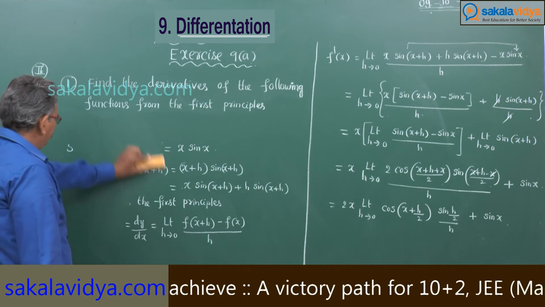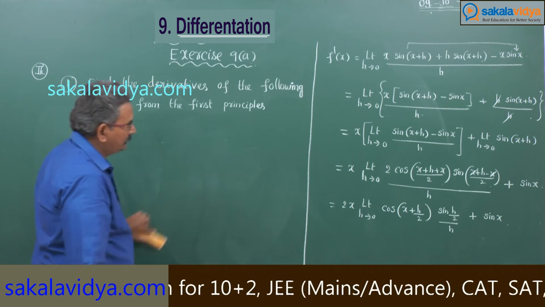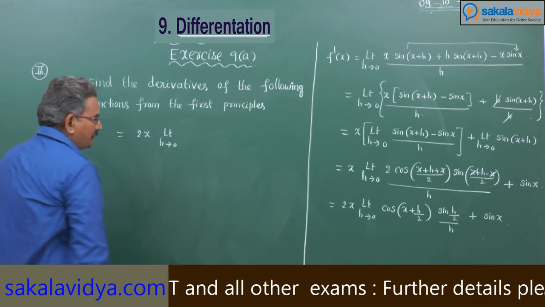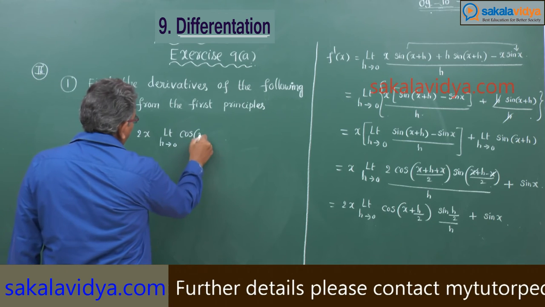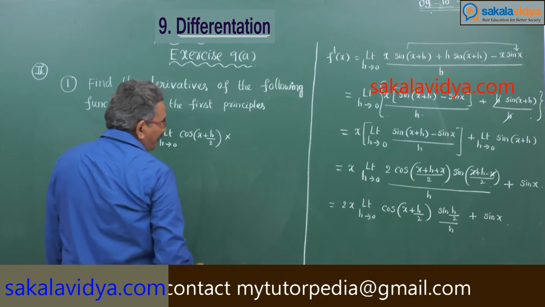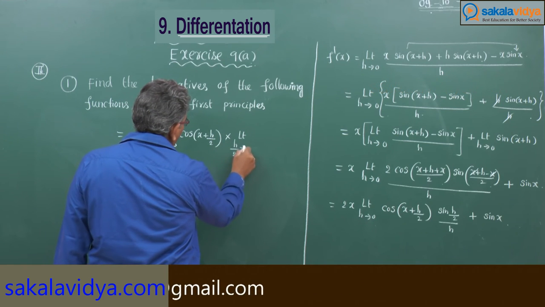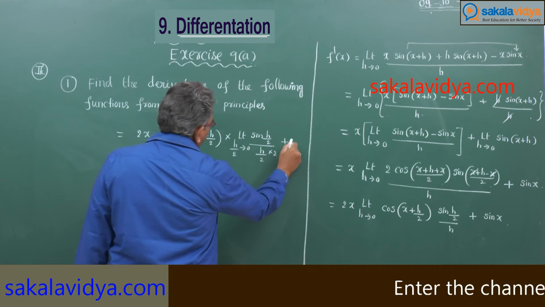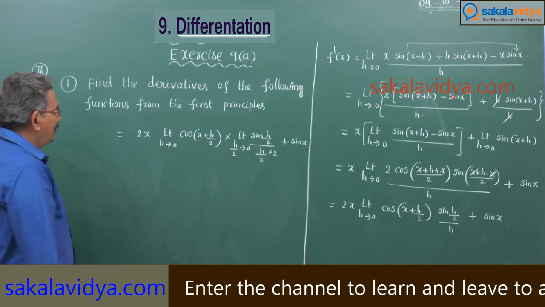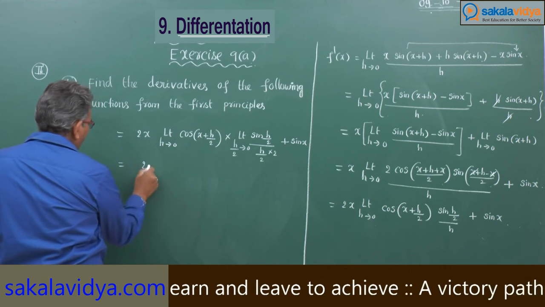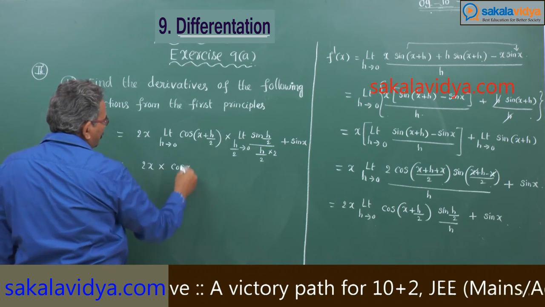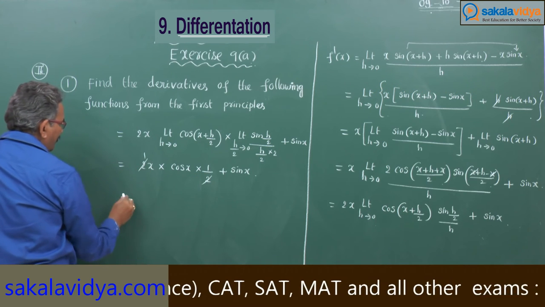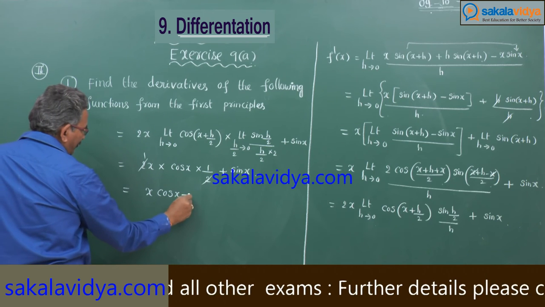So now this can be written 2x into limit h tends to 0 cos of (x plus h) by 2 multiplied by limit h by 2 tends to 0 sin of h by 2 into 2, plus sin x, already sin x is there. So this becomes 1 by 2. Now 2x into this is cos x because h by 2 is also 0, into 1 by 2 plus sin x. This 2 gets cancelled, so we have x cos x plus sin x.